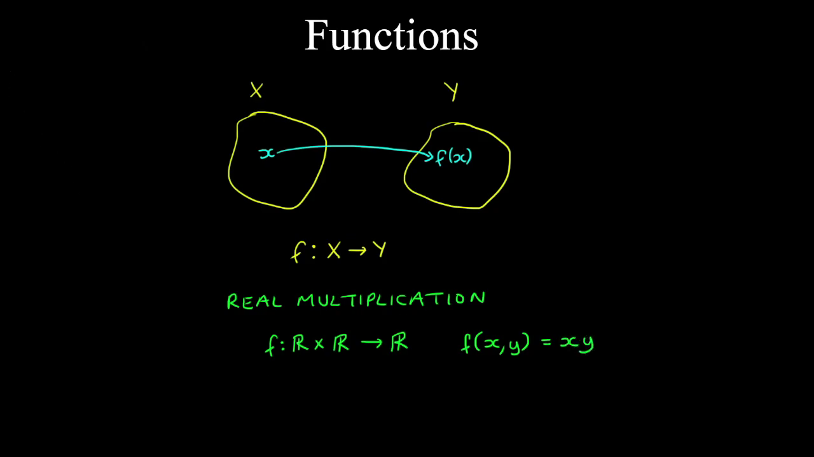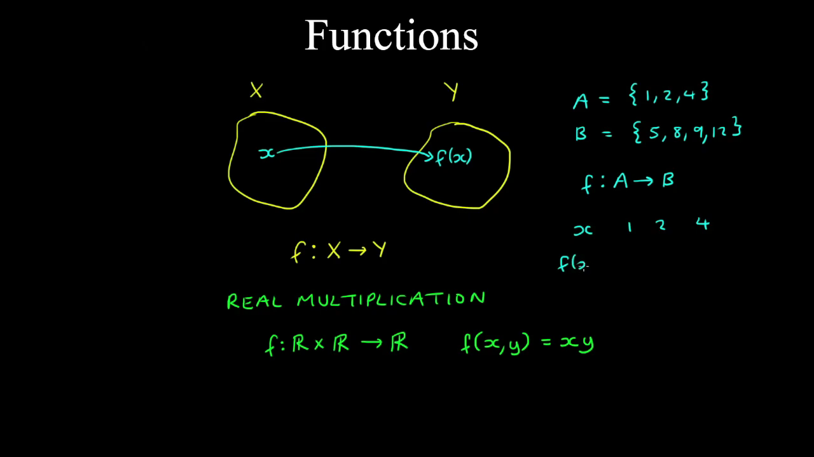And another example of a function is if we consider two sets a and b having the following values, then we can represent the function from a to b using a function table. So one of those functions may map the following values of a to the following values of b.